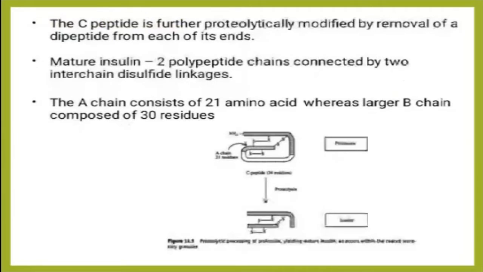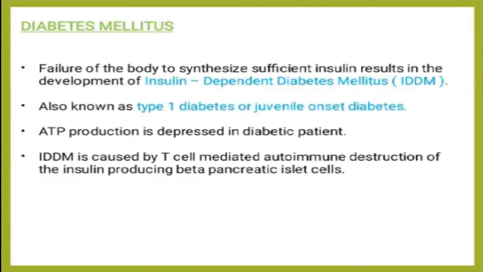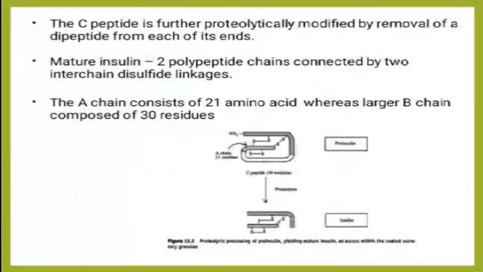The C-peptide is further proteolytically modified by the removal of a dipeptide from each of its ends. Mature insulin has two polypeptide chains connected by two interchain disulfide linkages. We can see in the diagram here, this is the A chain, this is the B chain, and this is the C peptide.